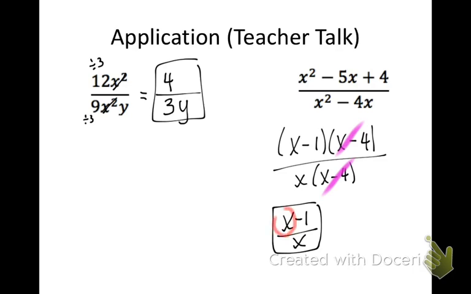Again, do not cancel out these two x's at the end. That top x has a minus 1 attached to it. So if you were going to cancel out that, you'd have to cancel out the whole thing, which we can't here.